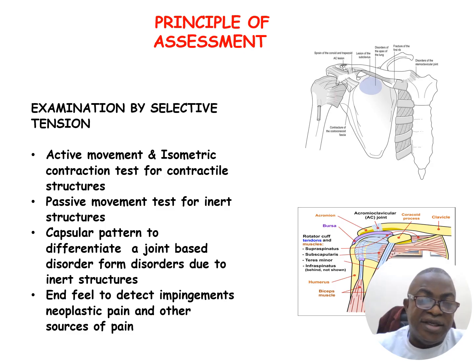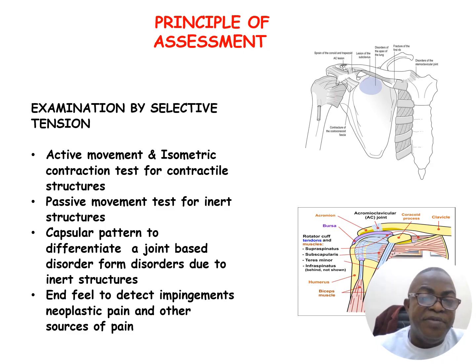Now, I want to talk a bit more about the selective tension approach to assessment as advocated by Cyriax, and that is to say that active movements are used to assess lesions in the contractile structures. When we say a structure is a contractile structure, it means the structure can contract on its own and generate tension. A very good example of this is muscles in our body and the tendons to which they are attached. Muscle and tendon can contract and exert tension to cause movement or to stabilize a joint.